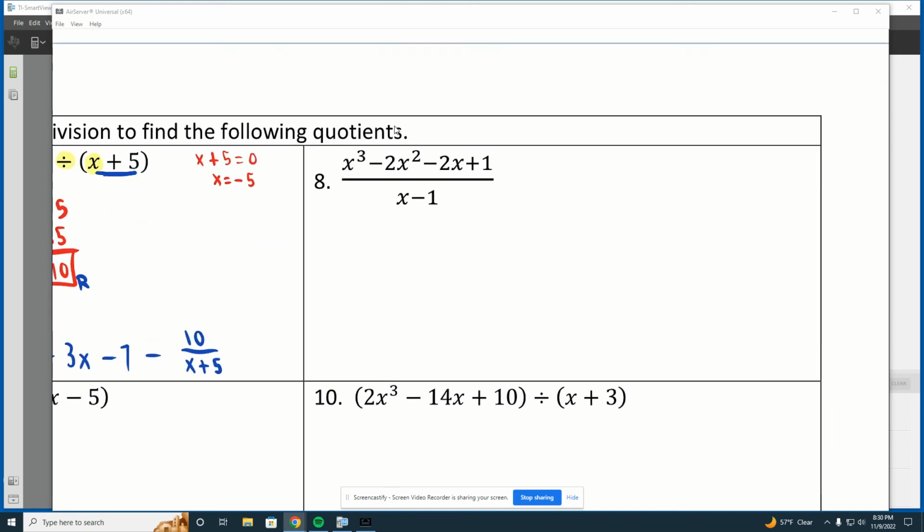Okay, look at this problem. I'm going to do it the same way. This time my divisor is x minus 1. I set it equal to 0 and solve. I add 1.